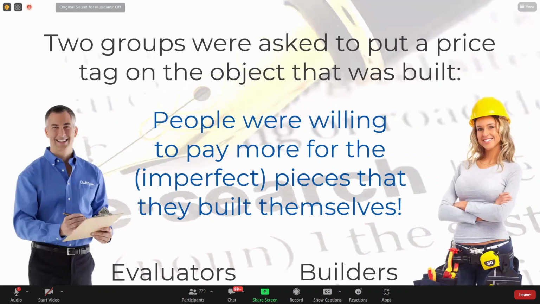One was normal, regular people, right? Like me and like you. Put the word IKEA into the chat if you've built some IKEA furniture over your life, right? We all have. It's like a rite of passage. And if you're like most people, you build it and it's good, but it's not perfect, right?